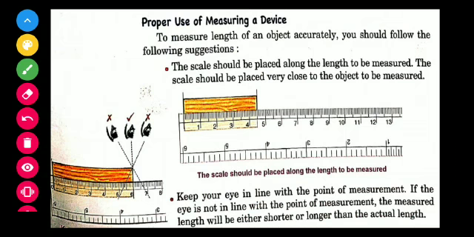Next, proper use of measuring device. What is the proper use of measuring device? The scale should be placed along the length to be measured. The scale should be placed very close to the object to be measured. Keep your eye in line with the point of measurement. If your eye is not in line with the measurement, then there is a longer or shorter measurement than the actual length.